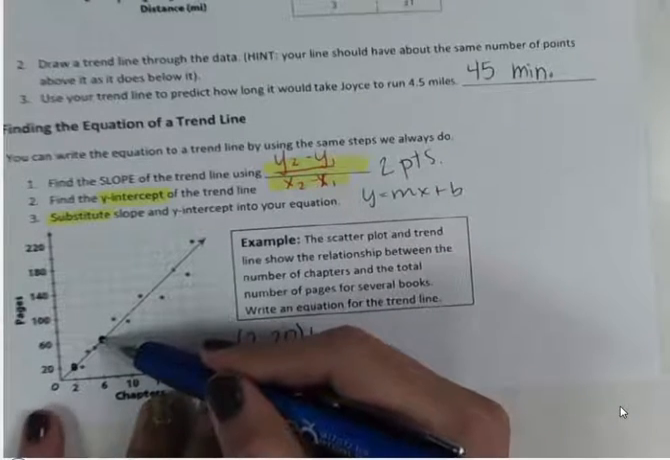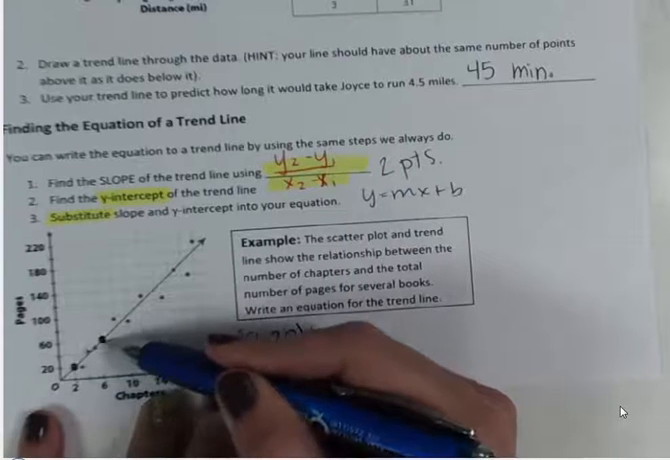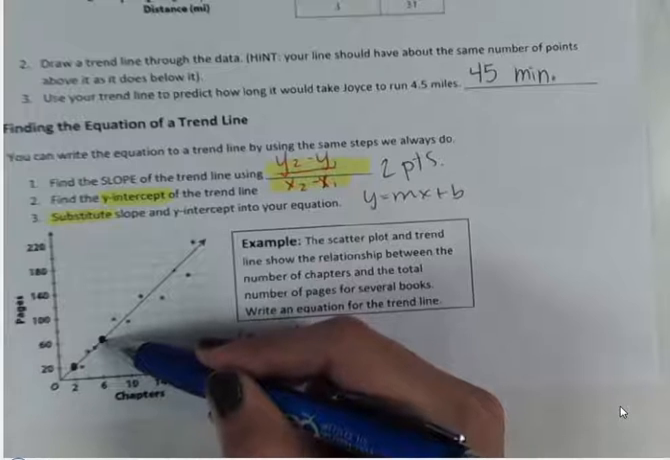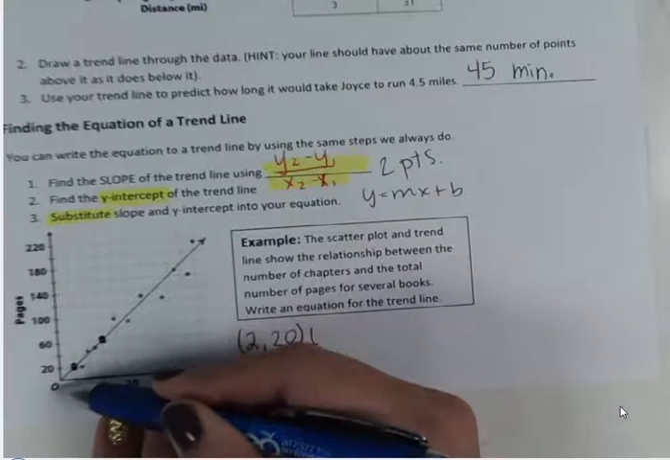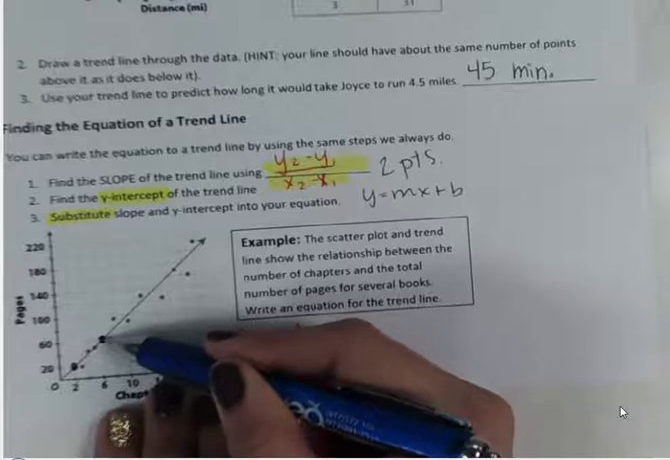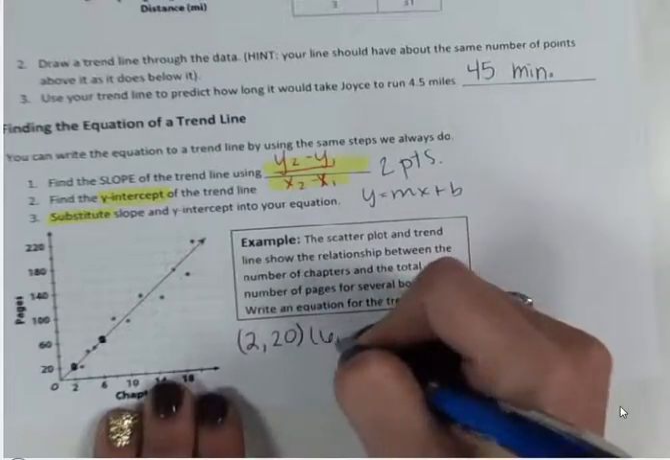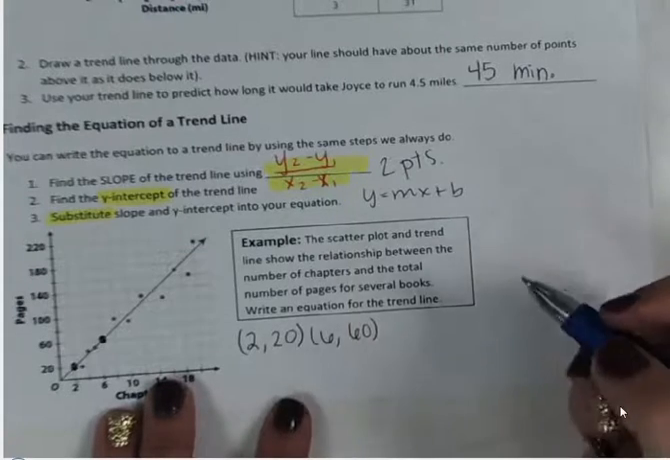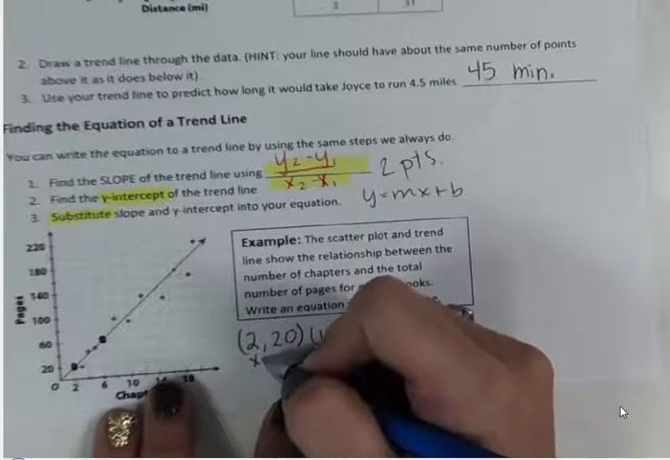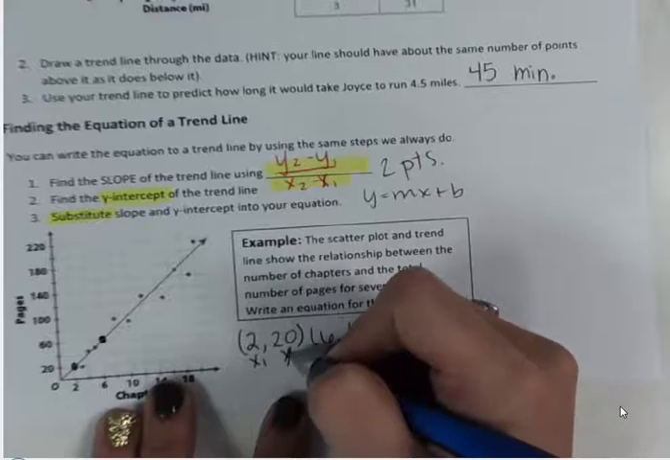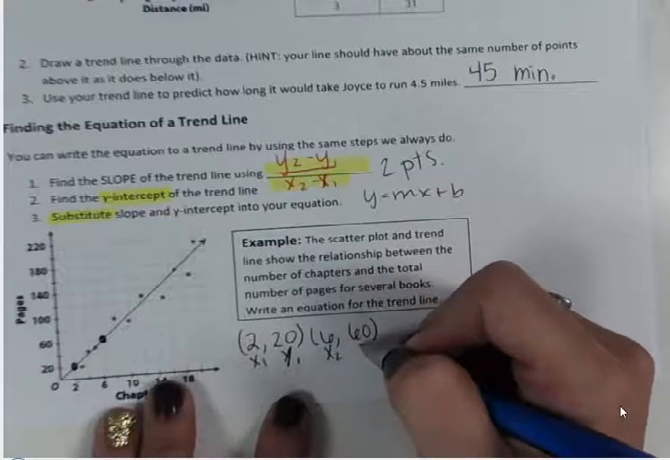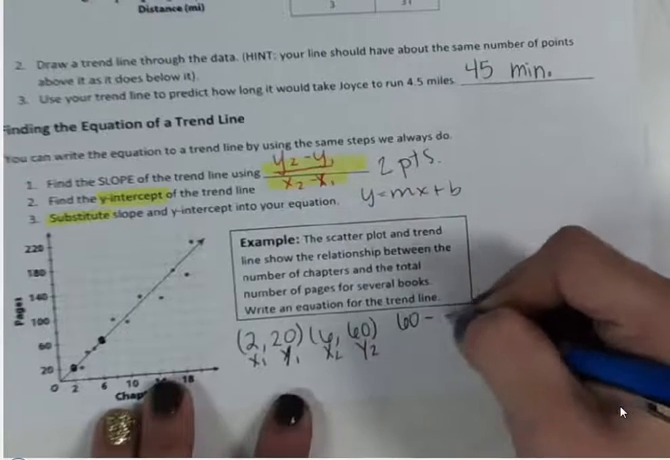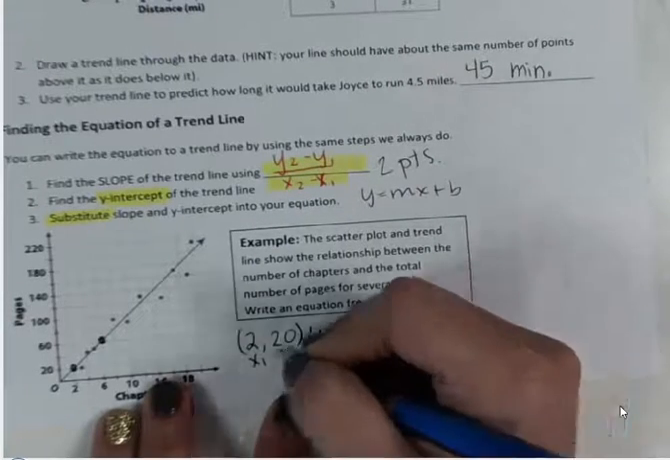Now, don't get mixed up. You're not going to go up 60 and over 6. We're not actually looking at the rise over run right now. We're just trying to locate the point. And to locate a point, you always go over and then up. So we went over 6, up 60. Alright? And then you do y2 minus y1 over x2 minus x1. I always label my points. So y2 is 60 minus 20 over 6 minus 2.